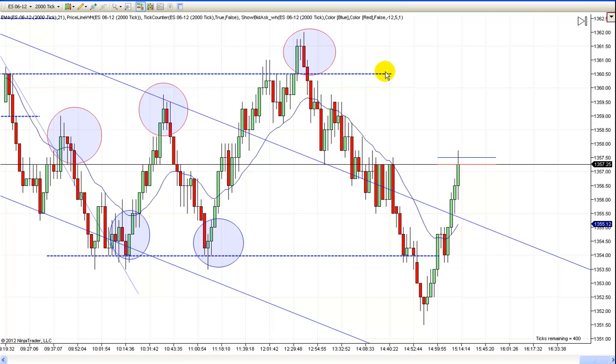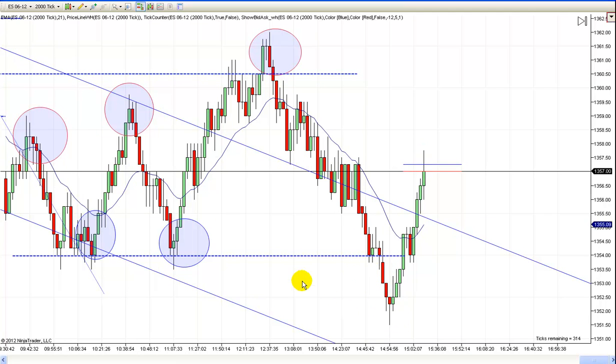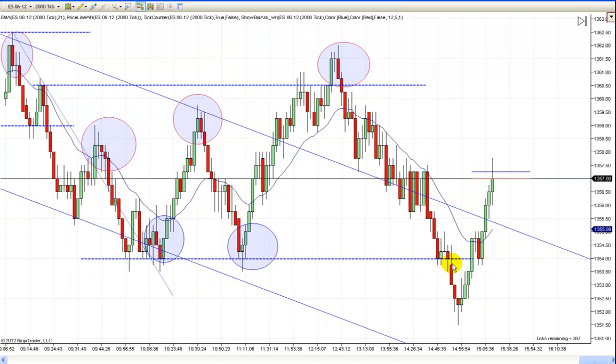And look what happened the next time we came down here. We finally broke out, and now look where prices are. That's why you don't break. This is a perfect example, both of these. This is why you don't trade breakouts unless it's a breakout pullback short.